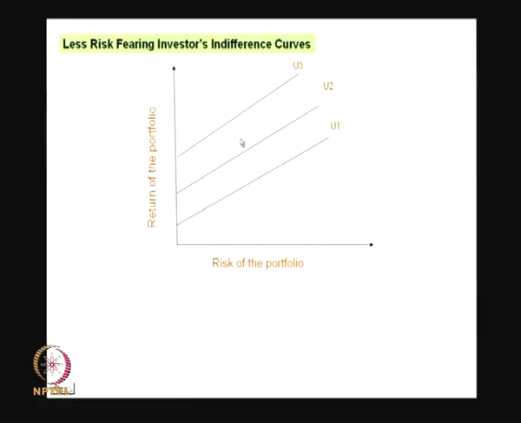But then if you observe this curve, it is again for risk fearing investors, but it is a little bit flatter compared to the previous curve. This curve talks about the less risk fearing investor's indifference curve, because to get some extra return, the level of risk this investor is willing to take is a little bit higher than in the previous case we just discussed.